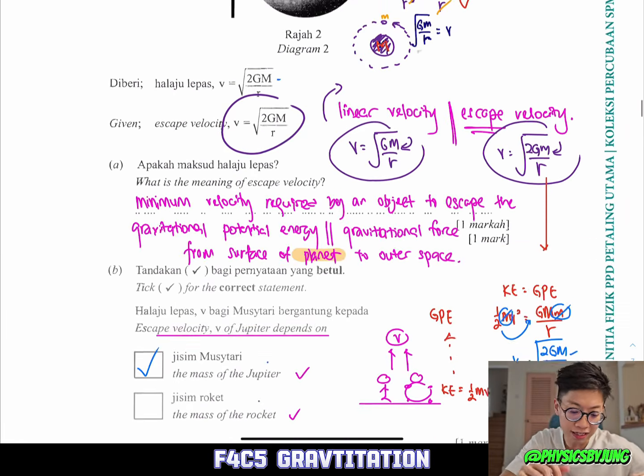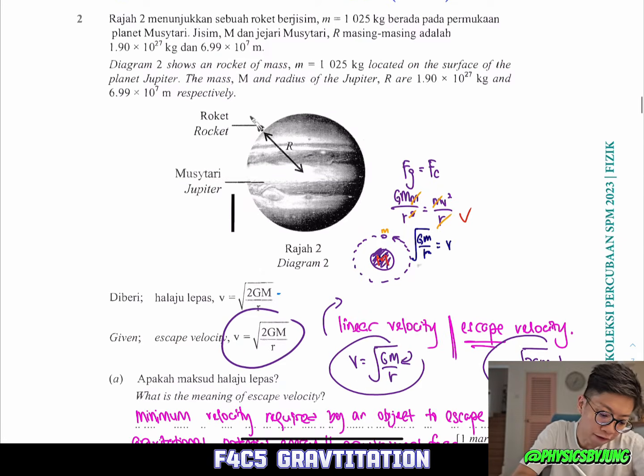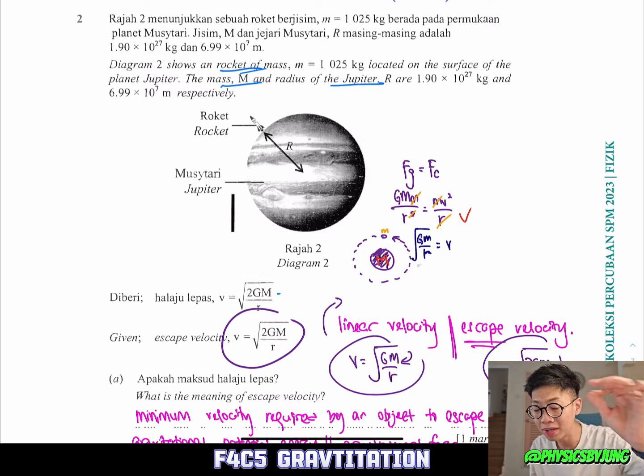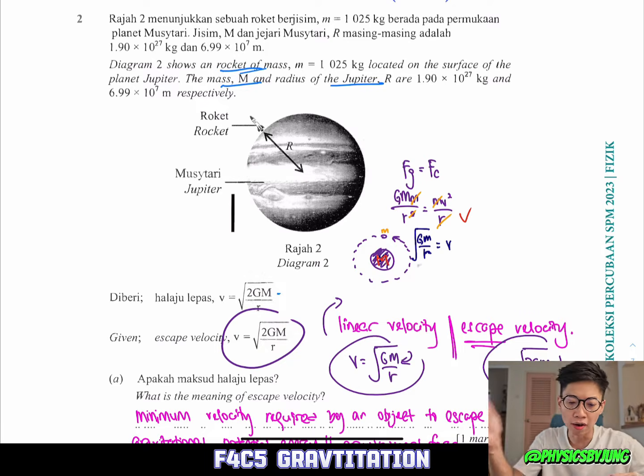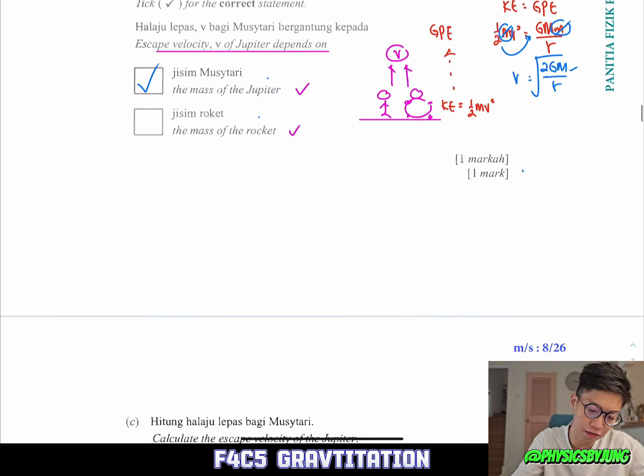Here, they purposely confuse you. Why? They gave you the mass of the rocket, and they also gave you the mass of Jupiter. So they purposely try to confuse you. A lot of people will add the mass together, but actually there is no need. So you just keep this very simple.